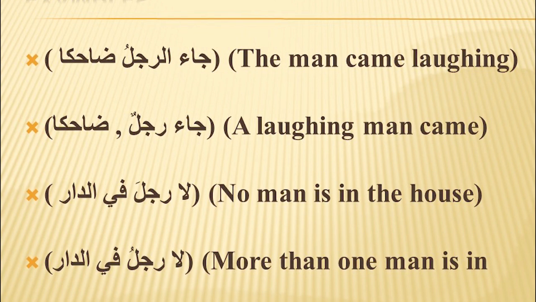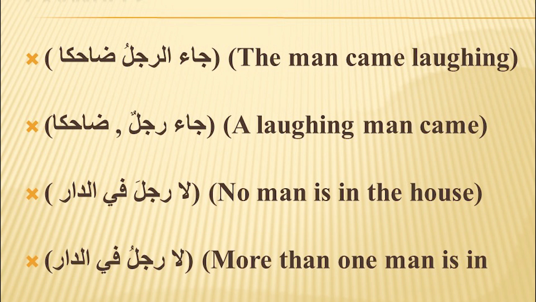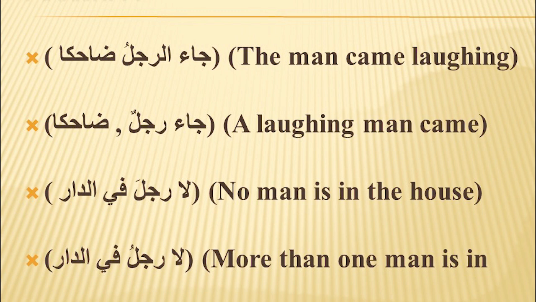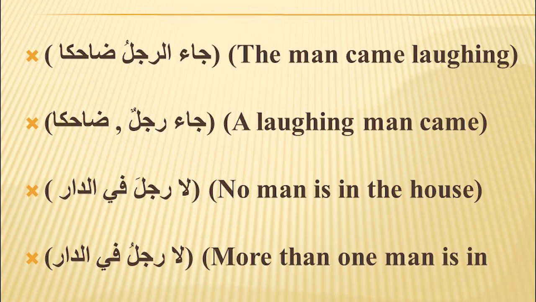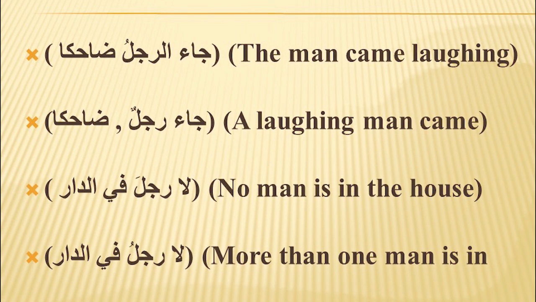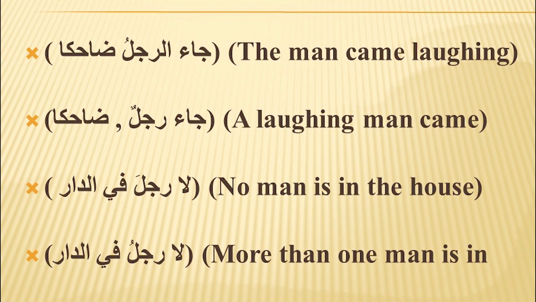جاء رجل ضاحكا. هنا ضاحكا هي جملة وصفية، وصفت الاسم اللي هو الرجل. بما أن الرجل without a definite article، it is indefinite، إذن the clause ضاحكا it works just as an adjective، يشتغل مثل الصفة. لذلك ترجمته a laughing man came. خليت مفردة laughing modifying the word man، يعني وصفته.